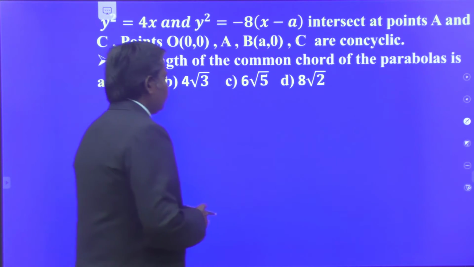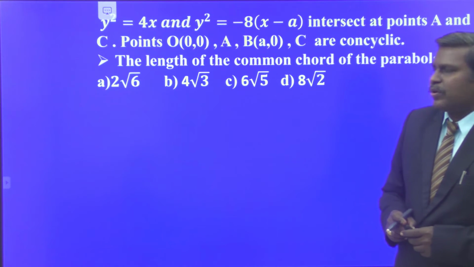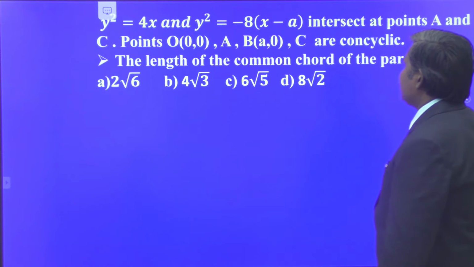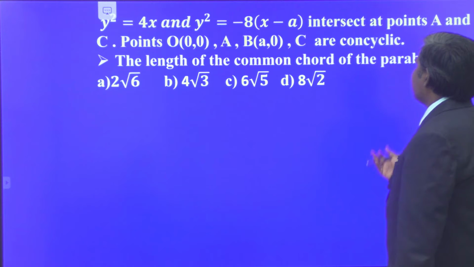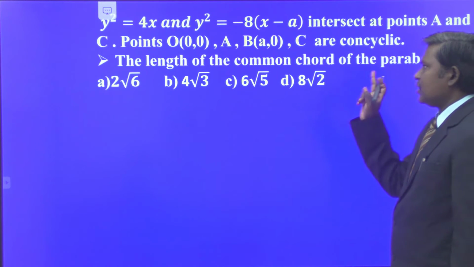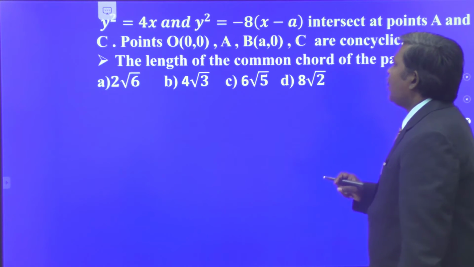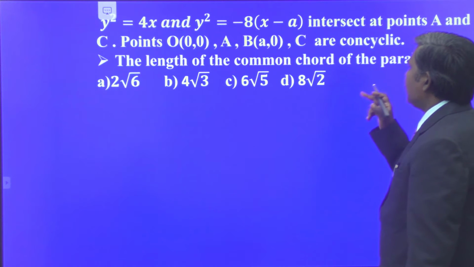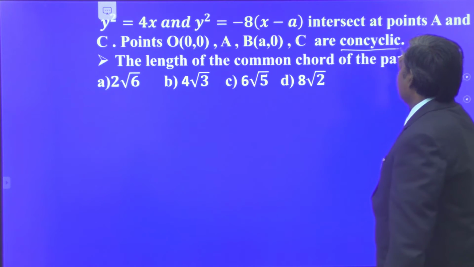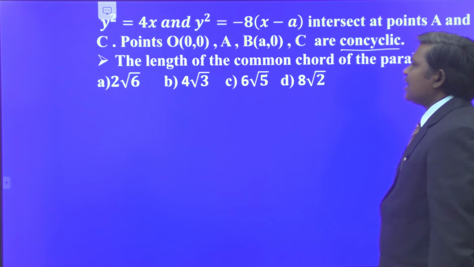This is the paragraph. So read the paragraph thoroughly. Let us try to solve the corresponding problems. y square is equal to 4x and y square is equal to minus 8 times of (x minus a) intersect at points A and C. These are two parabolas intersecting at A and C. The points origin (0, 0), A, B (a, 0) and C are concyclic. This is the important thing. The 4 points O, A, B, C are concyclic. What is B? (a, 0).